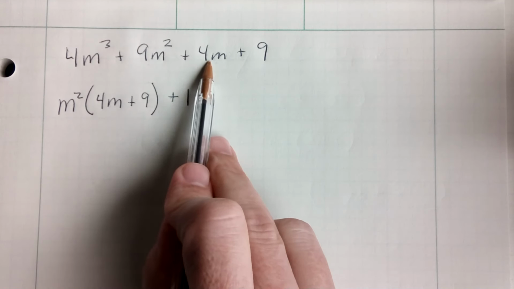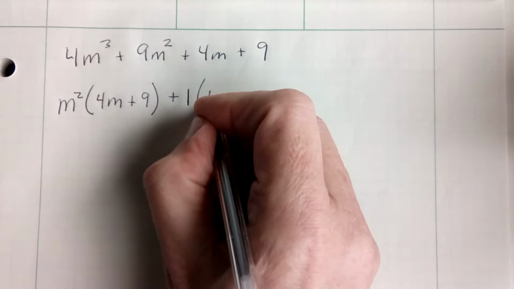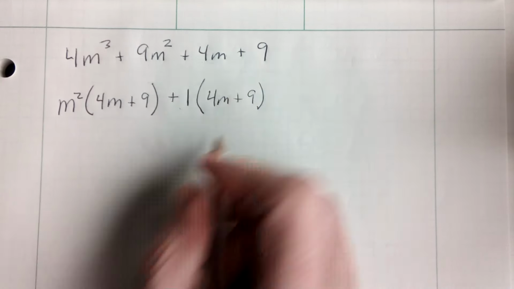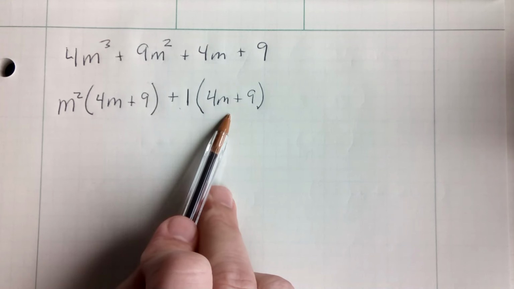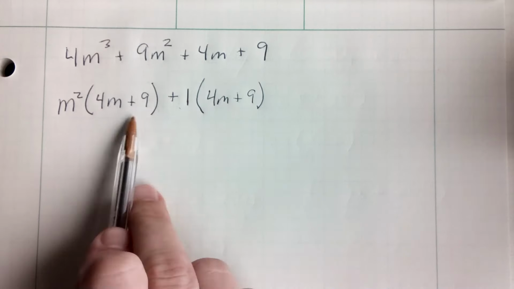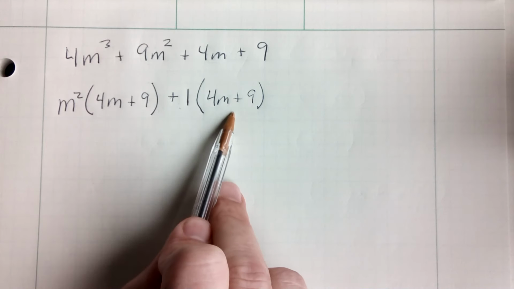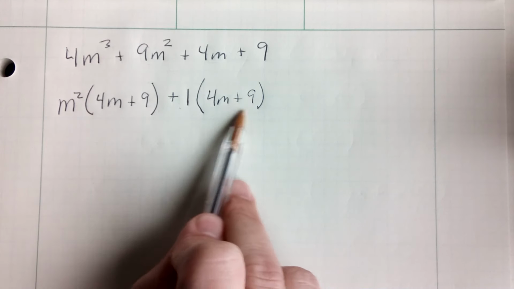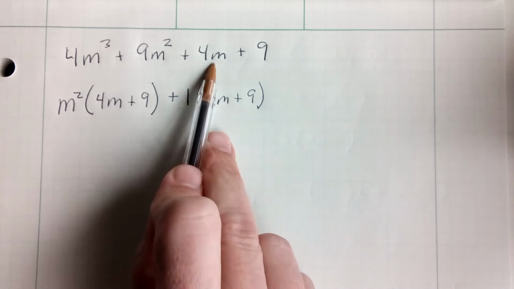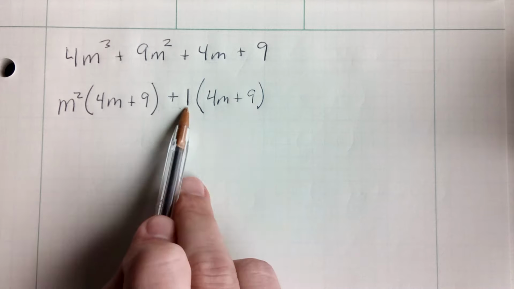Well, what's 4m divided by 1? 4m. What's 9 divided by 1? It's 9. Look, these two parentheses are the same. Because you're going to ask, why did you do that, Mr. Thorson? Why did I factor out a 1? Well, I want another set of parentheses that's times something where that parentheses is the same as this set of parentheses. And I already have it, 4m plus 9. So I had to factor out a 1.